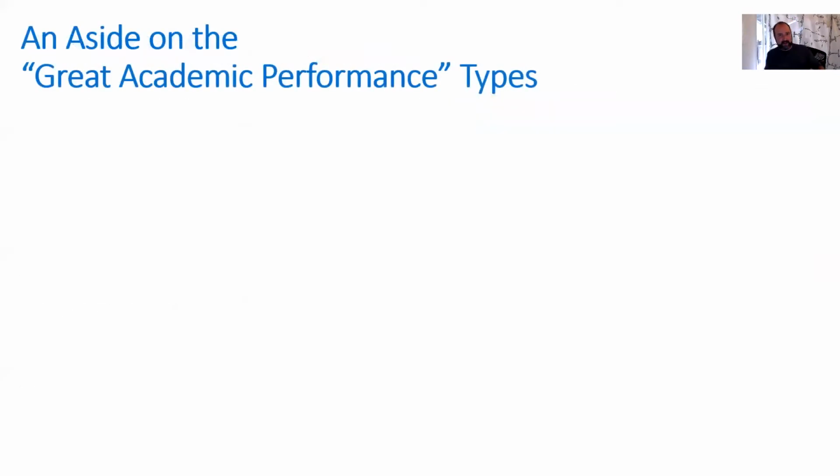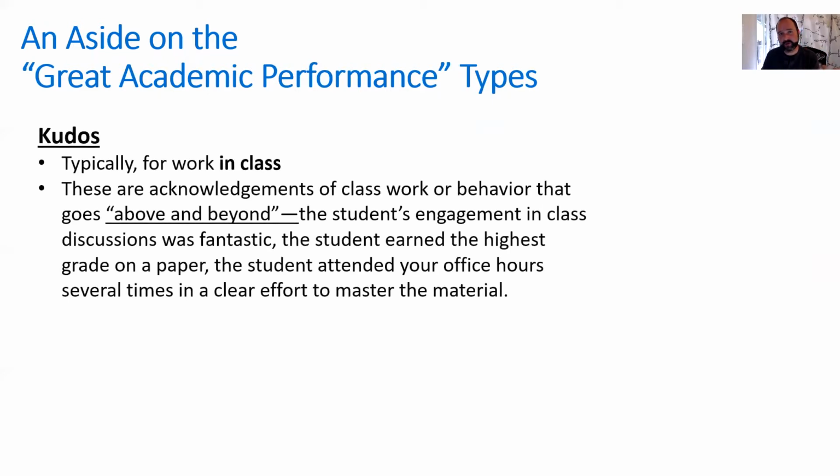So as an aside on these great academic performance types, I want to kind of differentiate those two. So we have a kudos alert reason, and that's mainly for work that happens in your class, right? So they're doing a great job. They're going above and beyond. They're engaging in discussions. They're earning the highest grade on a paper or an exam. You see them working hard, attending lots of office hours that week to master the material. So that might be a great time to say, you know what, I want to let advising know and have this go on the student's record if they're really putting the effort in, right?